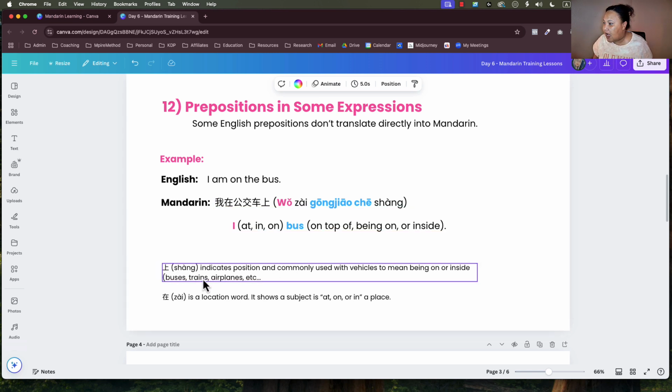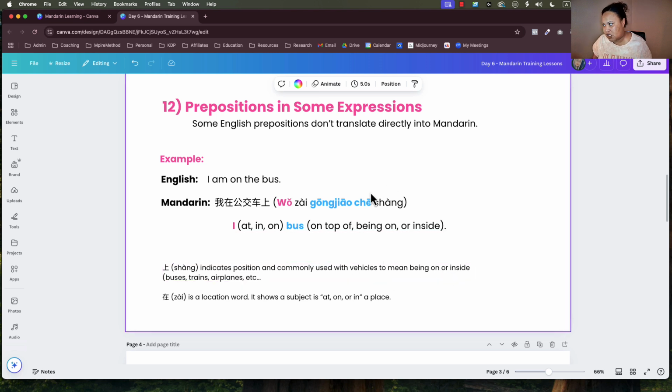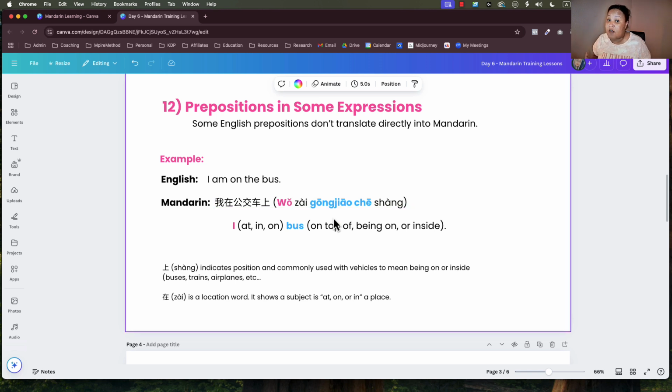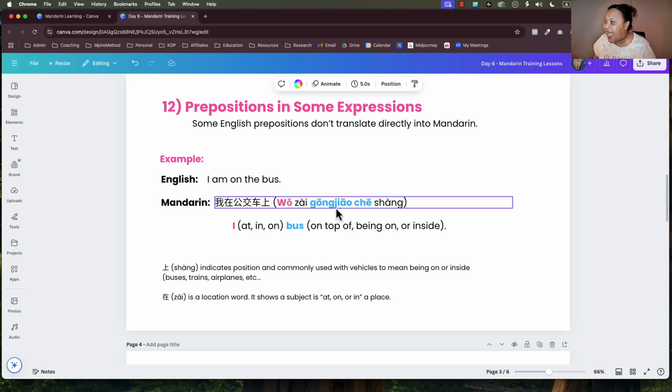Okay. And this shang indicates position and is commonly used with vehicles to mean being on or inside a bus or a train. So if we see something like this, we know it means inside, especially if we see it with the zai and then this gong jiao. I think it's gong jiao. But again, we're going to be learning because that's a new word. Apparently this means bus and we didn't know that. So it's adding to our vocabulary, even without our vocabulary words. We're adding to our vocabulary if we just go over these things.